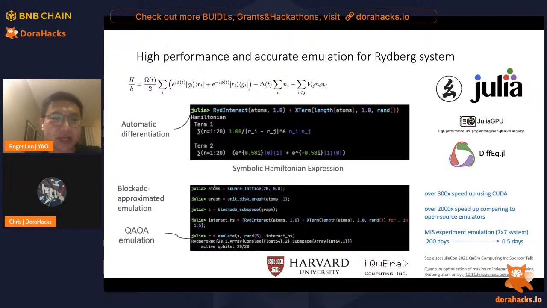So here is a glance of what it looks like. It has high performance and accurate emulation for Rydberg systems. It currently has experimental support of automatic differentiation. And we also support blockade approximation, which allows us to simulate 8x8 qubits of the Rydberg atom array. This has been very helpful in our recent results on using the Rydberg atom array to solve the maximum independent set problem, which appeared in Science recently. And it's built on top of the nice ecosystem of DifferentialEquations, Julia GPU, and Yao.